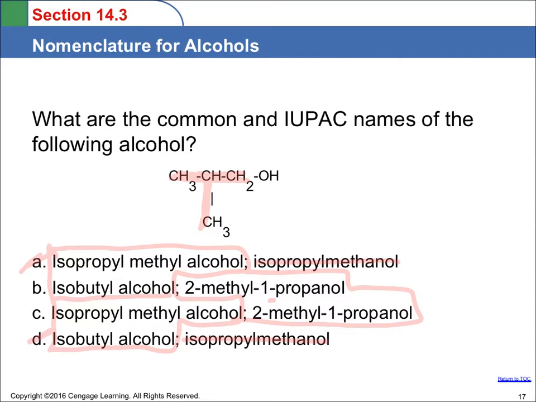Isobutyl alcohol, isopropyl methyl alcohol. This is an isobutyl group, if you need to refer back to the section where we had those common names. So this answer is B.